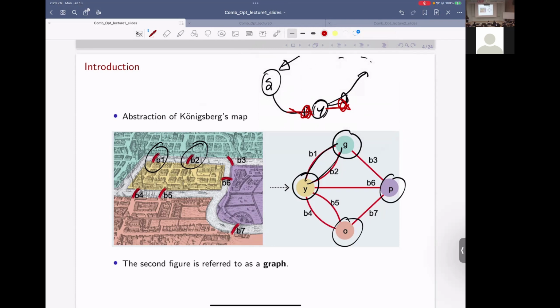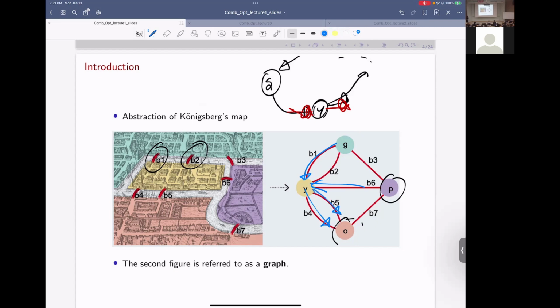Let's look at this graph again. Say you enter Y. When you leave, you're using 2 bridges. Later, maybe you enter Y again, but you need to somehow leave. Otherwise, you cannot go back to the same location, G.